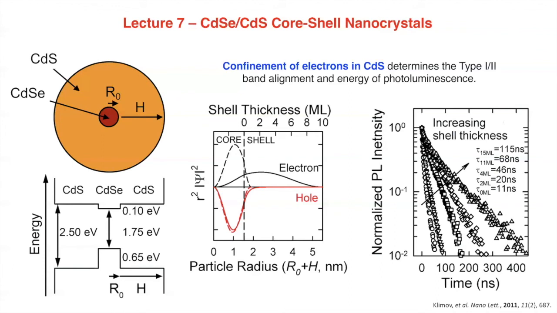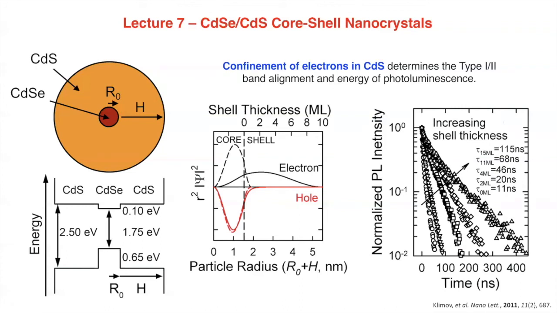So growing the cad sulfide onto this quantum dot and making it thicker and thicker and thicker slows down the kinetics of the luminescence process. And that change is really, in large part, about the overlap between the electron and hole. So we're going to come back to this going forward.